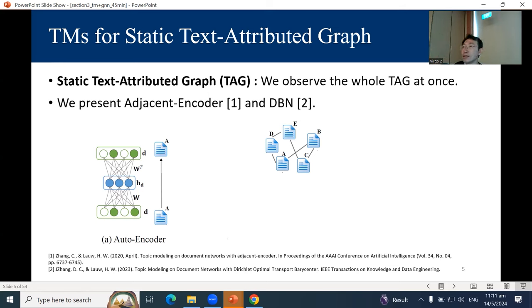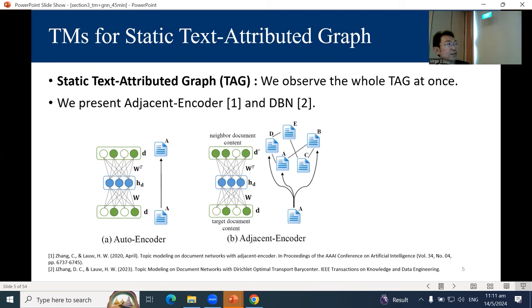And in that sense, what we begin to introduce is this concept that maybe an autoencoder that actually learns to reconstruct neighbors might actually absorb some of this information that connects documents together. So in what we call the adjacent encoder, the input document and what is essentially being reconstructed are going to be different. So we start with A, for example, we can reconstruct D, because let's say A is connected to D.